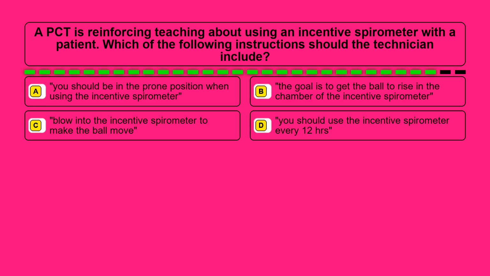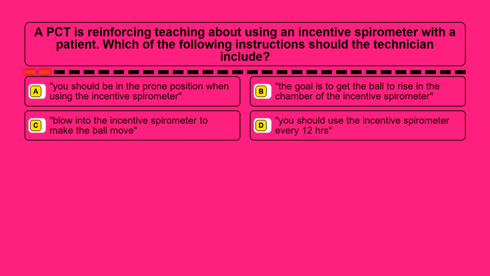Question 28. A PCT is reinforcing teaching about using an incentive spirometer with a patient. Which of the following instructions should the technician include? Option A. You should be in the prone position when using the incentive spirometer. Option B. The goal is to get the ball to rise in the chamber of the incentive spirometer. Option C. Blow into the incentive spirometer to make the ball move. Option D. You should use the incentive spirometer every 12 hours.